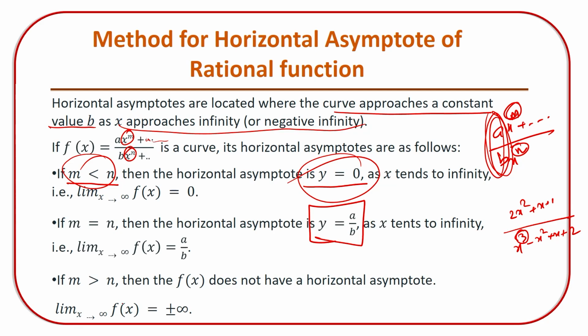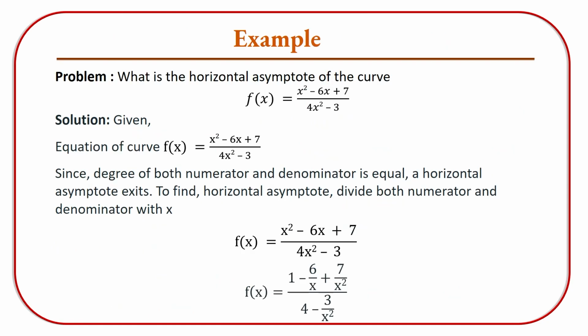And if m is greater than n, in such case f(x) does not have any horizontal asymptotes. So, these are the basic criteria for the existence of a horizontal asymptote for a given rational function. Now, look at an example and find out the horizontal asymptotes in practice.